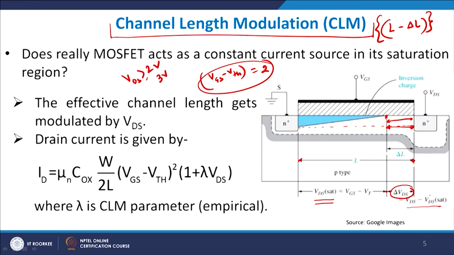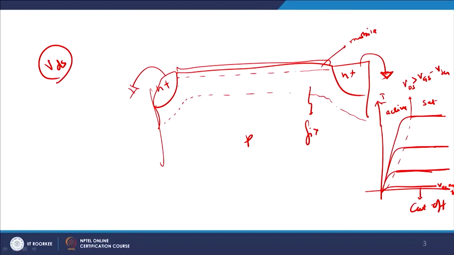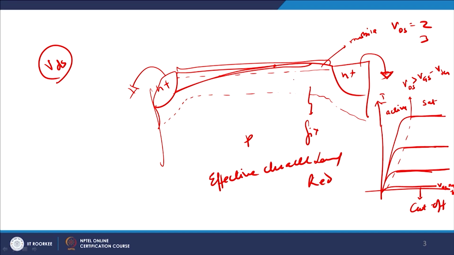As a result, if you look very carefully, my inversion layer was somewhere here. When you apply VDS equal to 2 volts and increase it to 3 volts, the inversion layer further comes down. It was initially here, now it is here, which means that the effective channel length is actually reducing. It was initially this much, now it became this much, and further increasing VDS made it this much.